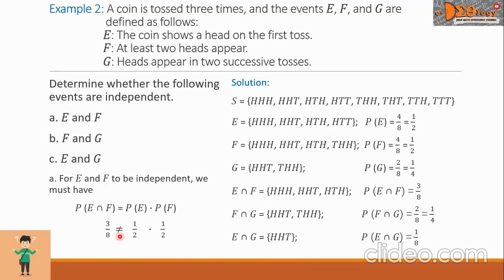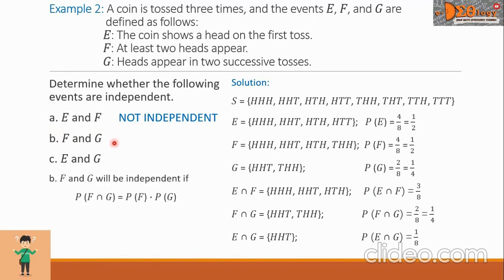And we can see that this is not equal to the product of P of E times the P of F, because 1/2 times 1/2 will give us 1/4, and it is not equal to 3 over 8. Therefore, E and F are not independent. So let us write the remarks opposite letter A. Let us solve for letter B.